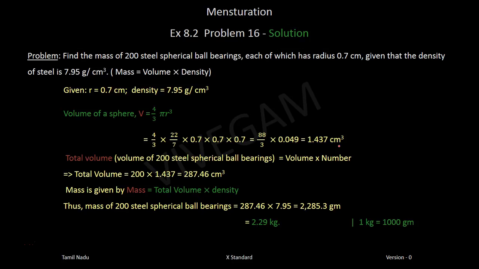How many spherical balls? 200. So total volume is volume into number, that is 200 into 1.437. So that gives us 287.46 centimeter cube. Now we know the total volume. The next is mass equal to total volume into density. So total volume is 287.46 and density is 7.95. So 287.46 into 7.95 gets you 2285.3 grams. But we know 1 kg is 1000 grams. So you'll have to shift the decimal point 3 places. So it becomes 2.285, which is approximately equal to 2.29 kgs. So the total mass is 2.29 kgs.